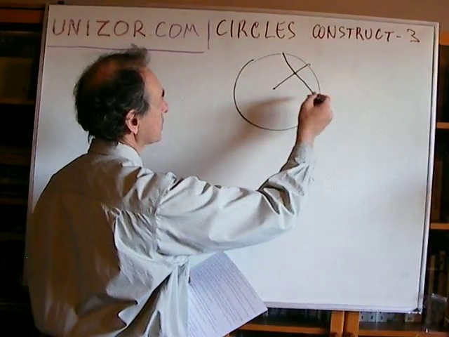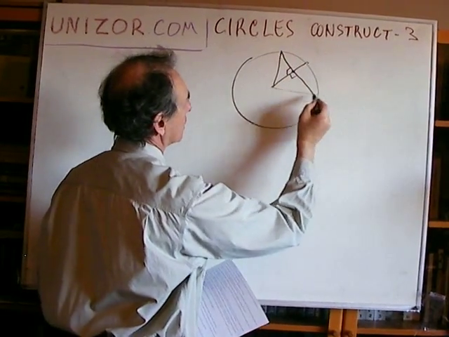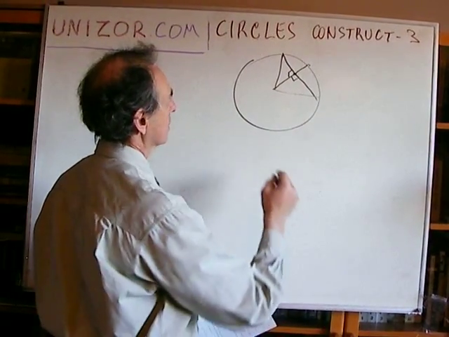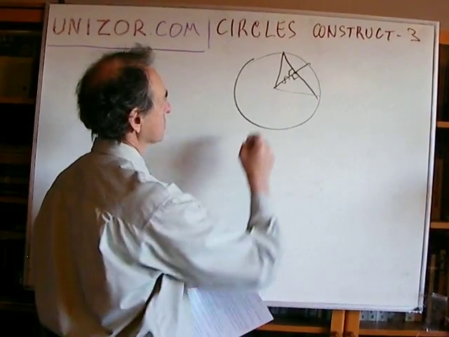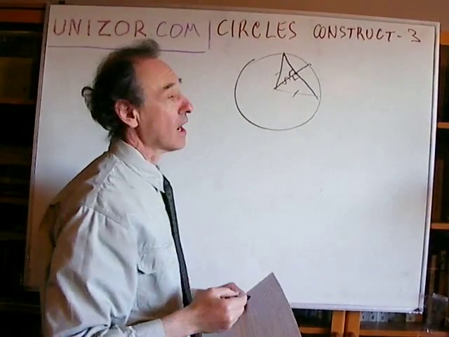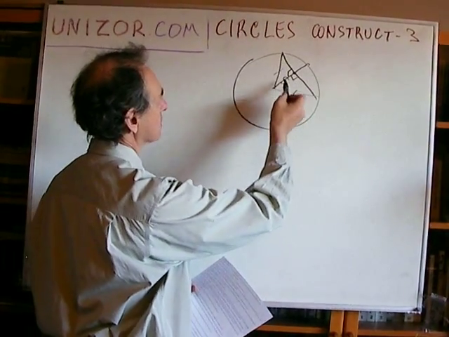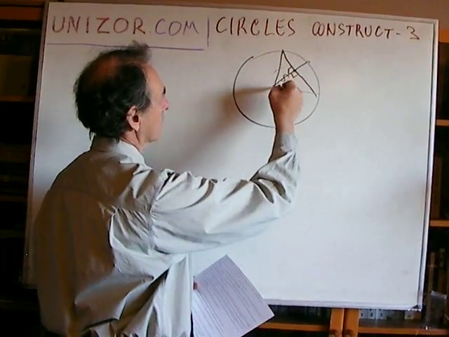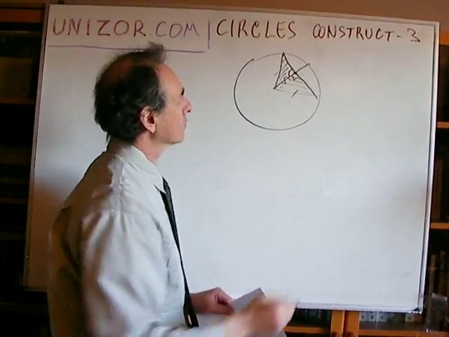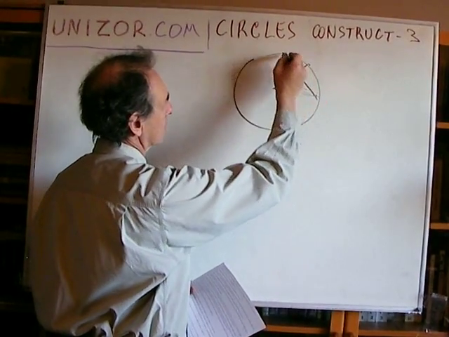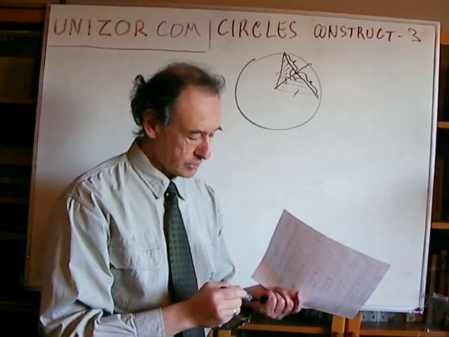Now, since it's a perpendicular, these angles are both right. Obviously, these right triangles are congruent to each other because they have a common cathetus, and the hypotenuses are radii, and they are equal in length. So we have the hypotenuse and the cathetus, and that's why the triangles, this one and this one, are congruent, and that's why these two segments are congruent to each other.